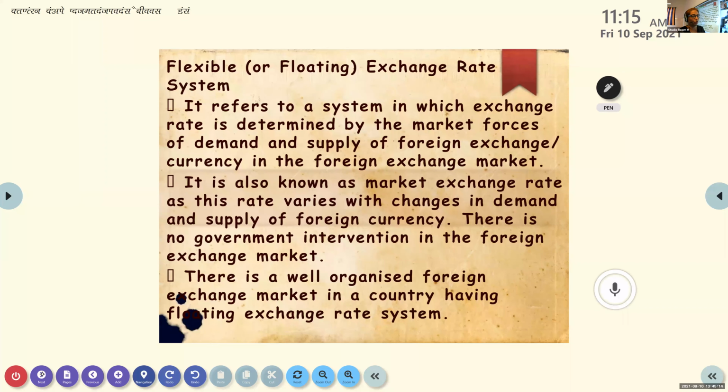Next one. So this one I told you regarding fixed exchange rate, it is fixed by the government, no intervention of demand and supply. Now, the flexible exchange rate is also known as the floating exchange rate.